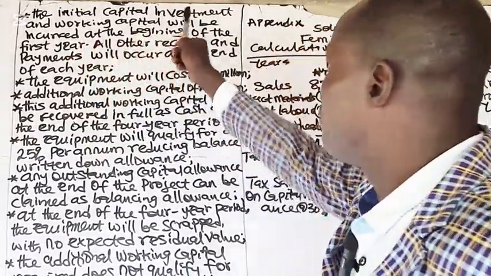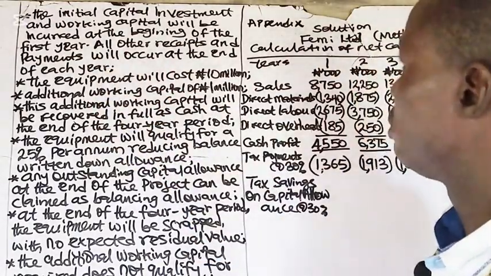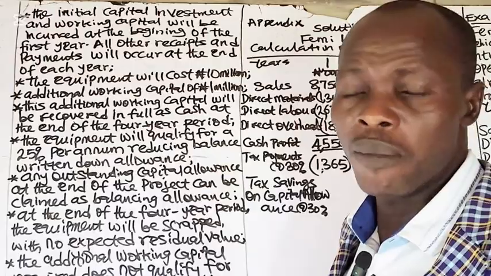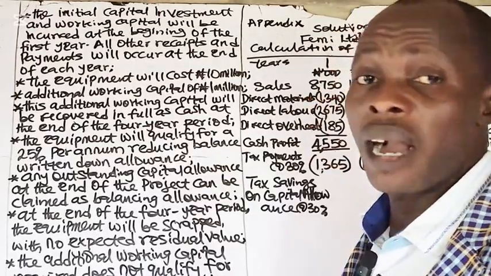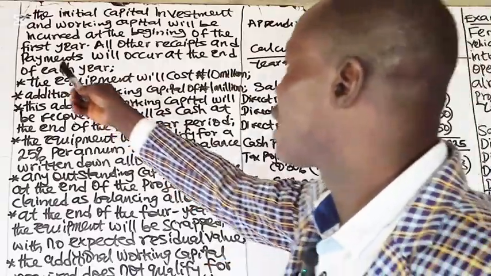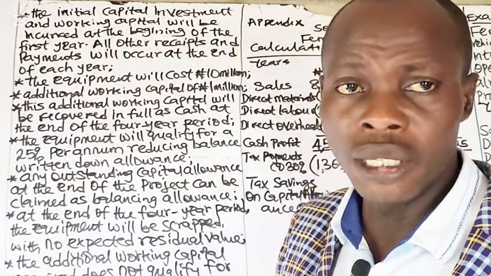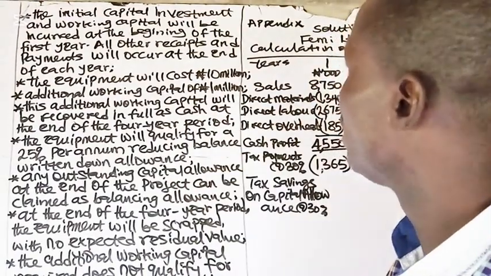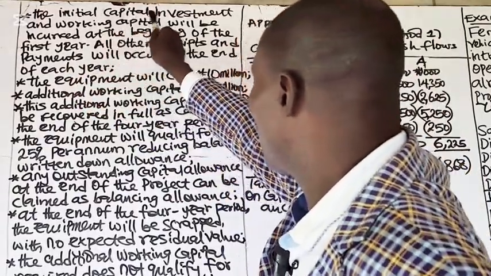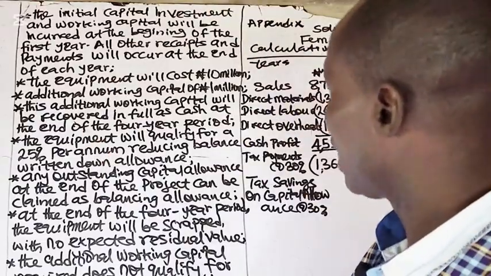We're told the initial capital investment and working capital will be incurred at the beginning of the first year. If you have gone through my earlier video on relevant costing for discounted cash flow analysis, I've told you a cash flow that arises at the beginning of the year will be used in the immediate preceding year. So since it occurs at the beginning of the first year, it will be used in year zero. Initial capital investment will be used in year zero, and working capital also will be used in year zero. That is the implication of that.